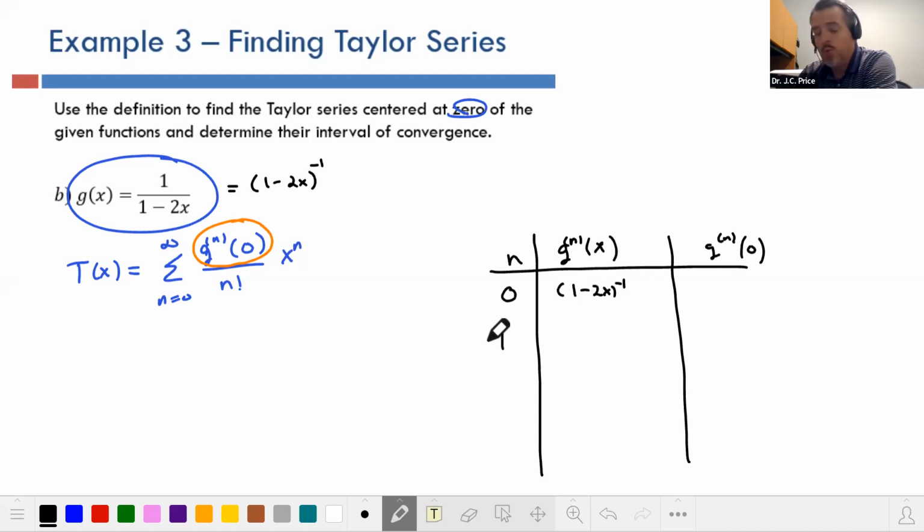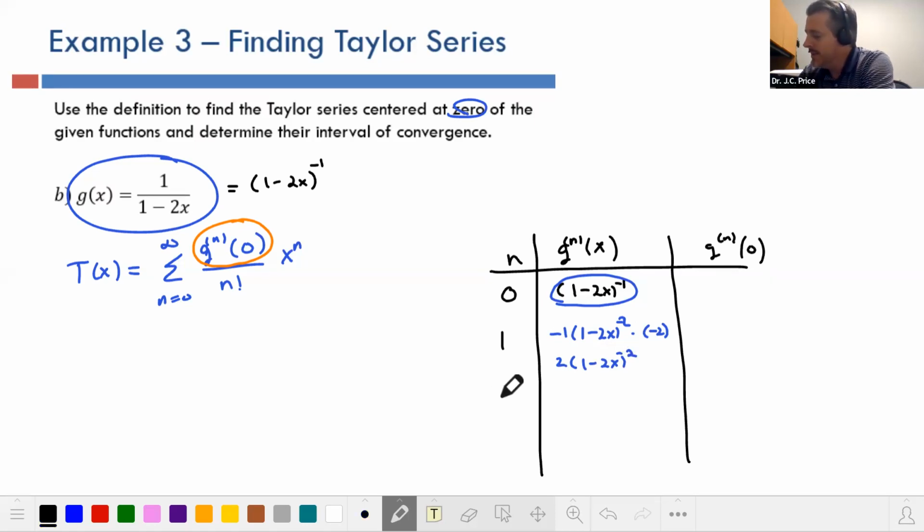And then the next one, we're going to take the first derivative. So what do we want to do? We want to take a derivative of this guy here. So what's going to happen is the negative one's going to fall down. We get 1 minus 2x to the negative 2. It's negative 2 there. And then times derivative of the inside. So derivative of the inside is just a negative 2. And so this is going to be equal to what? This is going to be a 2 times 1 minus 2x quantity, to the negative 2.